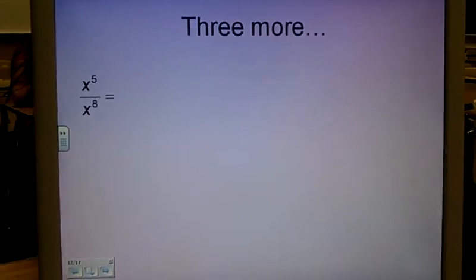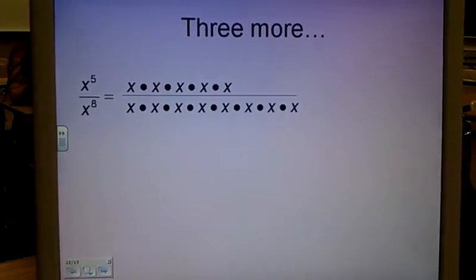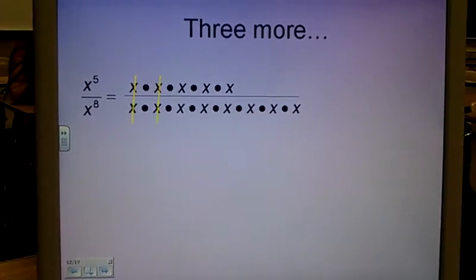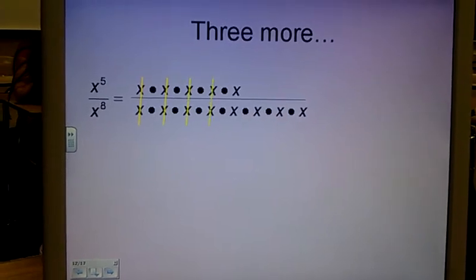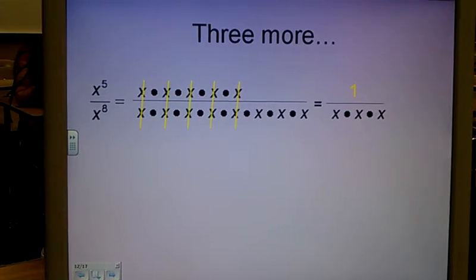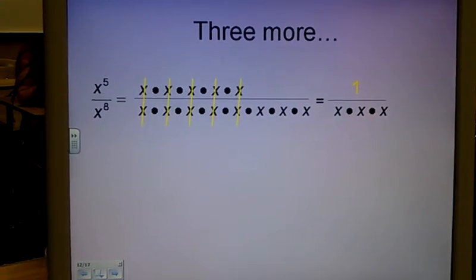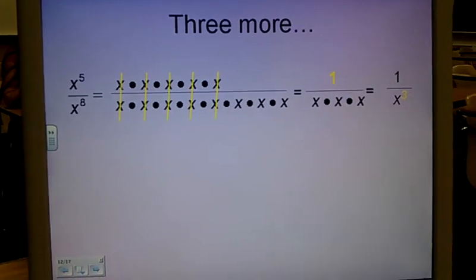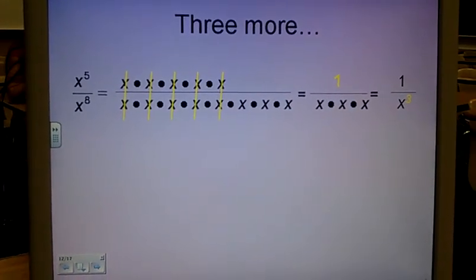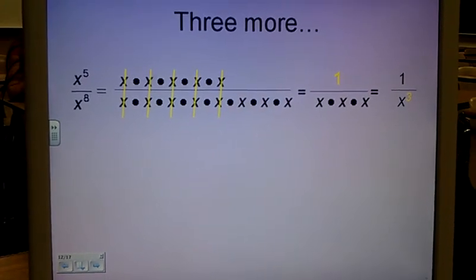Here's a couple more examples. X to the 5th over x to the 8th. I cross out the x's that are on the top and the bottom, and I see what I'm left with. Well, there was nothing left on the top, so you have to hold its place with a 1. Then you have 3 x's on the bottom. That is 1 over x to the 3rd. It also can be rewritten as x to the negative 3.